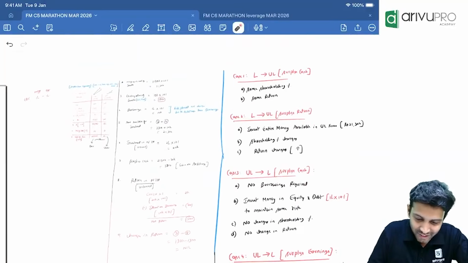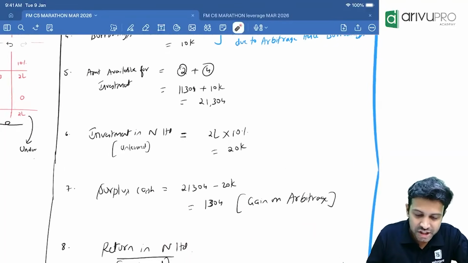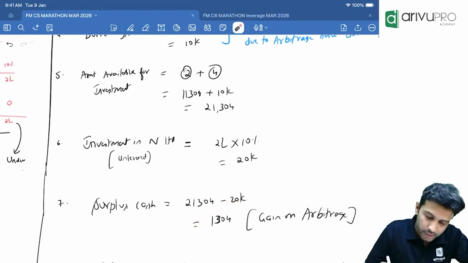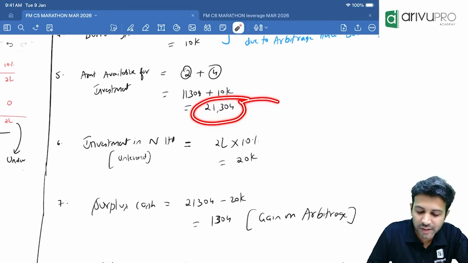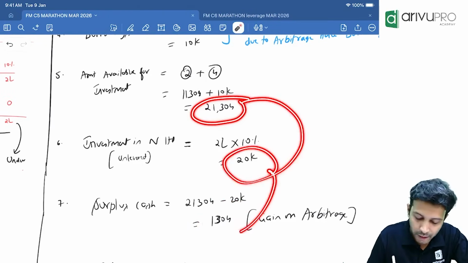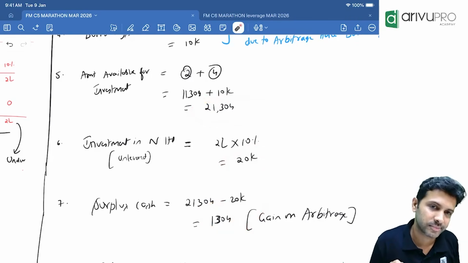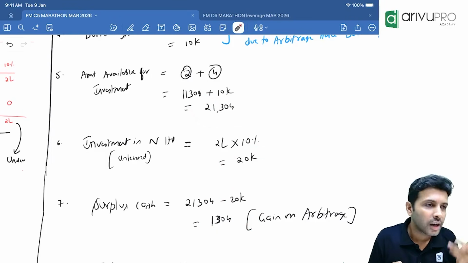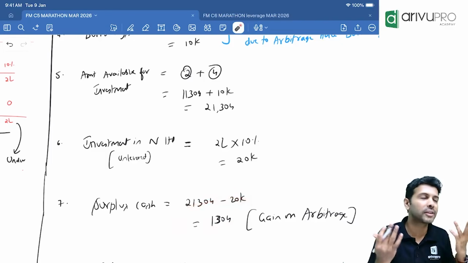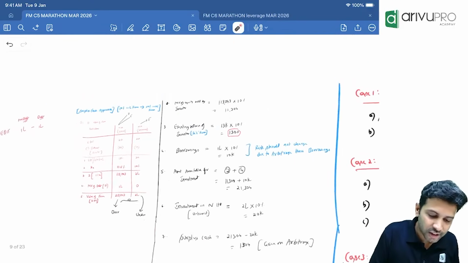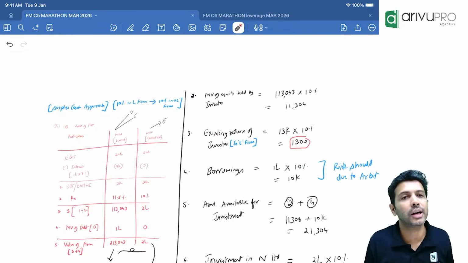Now, how much cash is the investor still left with? 1,304. How? 21,304 is available, but utilized is only 20,000. How much is pending? 1,304. This is the gain the investor got. Through what process? The arbitrage process. Now, the investor can do whatever he wants with this extra cash. Throw it, tear it, use it, whatever. That is your arbitrage in the surplus cash approach.